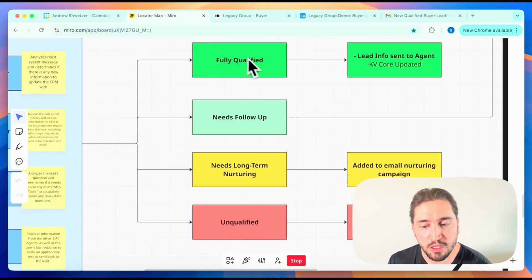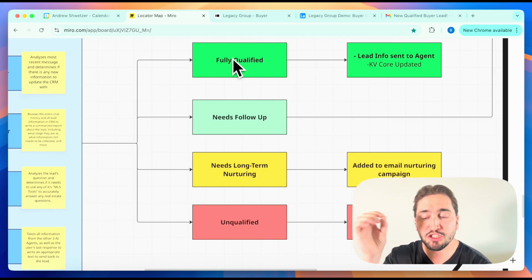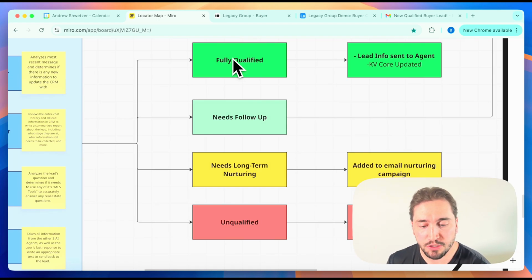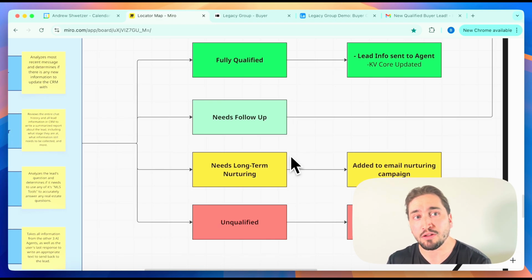So we have fully qualified leads. These are obviously ones that we have collected lots of information on, we've had a full conversation with, and we have all of the check boxes checked off that we want to. There's also the needs follow-up. This means that the person either still needs to answer some questions or we don't have full information on them. So we still need to keep talking to them and following up with them.